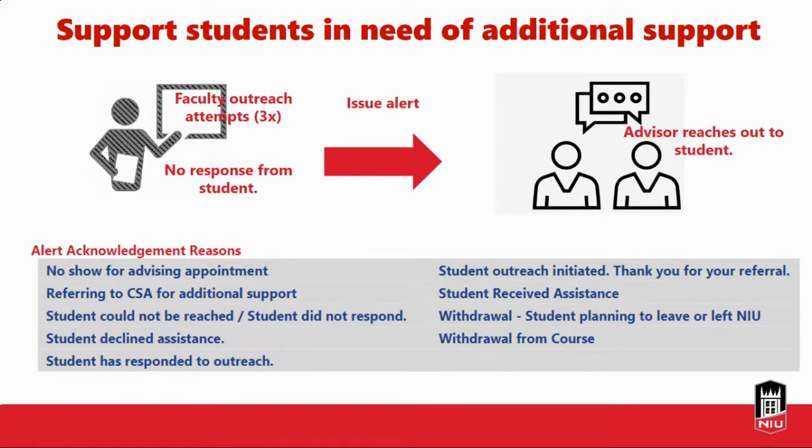I issued an alert, and the response that I got back from this process was the case closed, student received assistance. So that gives me comfort that the advisors reached out, but I still don't have any idea what's going on with those students. So I'm not sure what to do with that information. So, should I reach out to the advisor, or what do I do at that point? I don't have any more information than I had before about what's going on with the student.